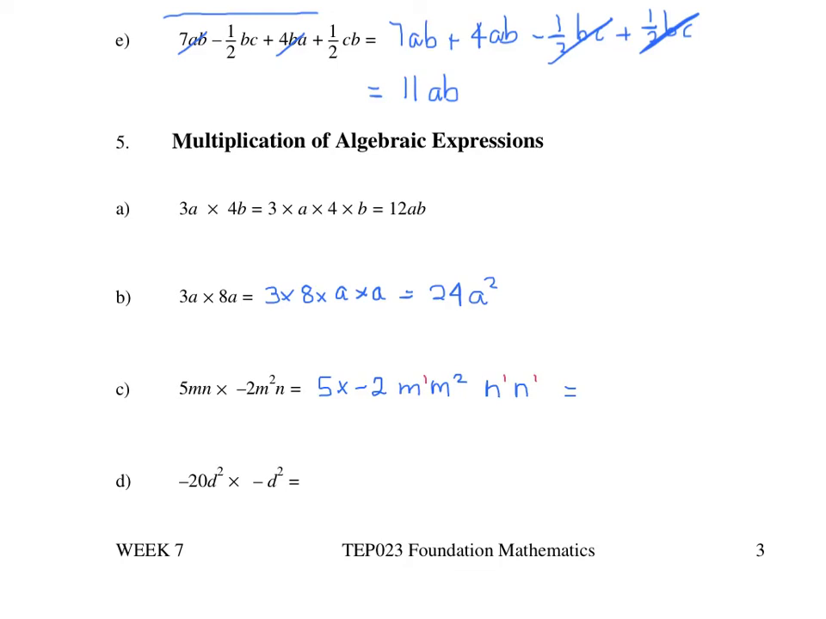Multiplying through now the numbers, 5 times negative 2 is negative 10. M multiplied by m squared is m cubed. And n multiplied by n is n squared.